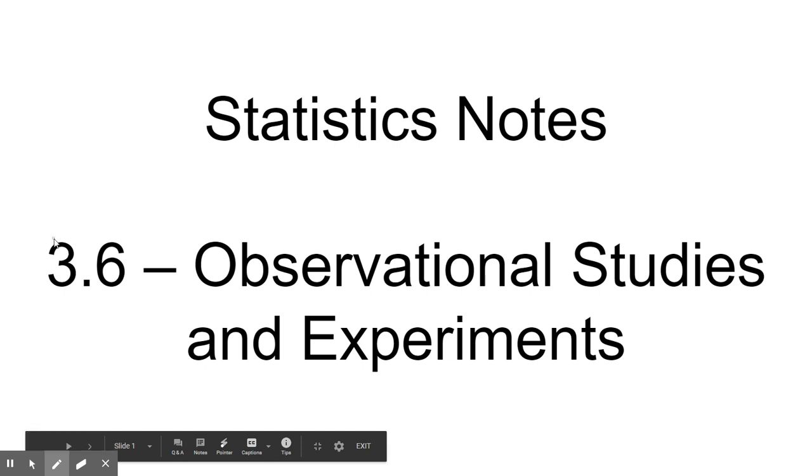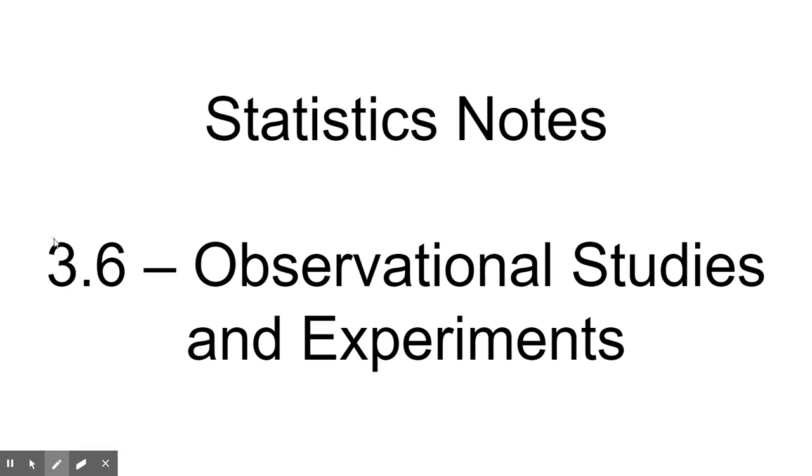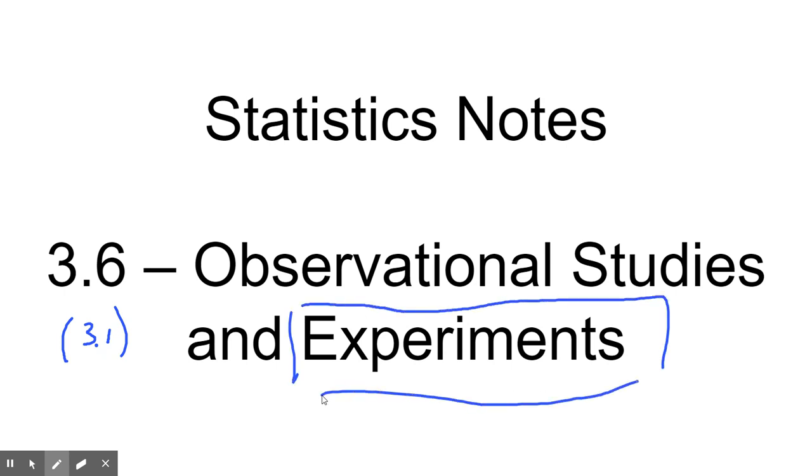All right, so section 3.6 here, observational studies and experiments. If you remember, we did talk about this stuff in section 3.1, what the difference between these two were. We're going to really focus on experiments, because experiments are where we get that whole cause and effect relationship to come out. And a lot of times that's what we're looking for. We're looking for, does something cause something, that kind of thing. All right, so be aware of that.